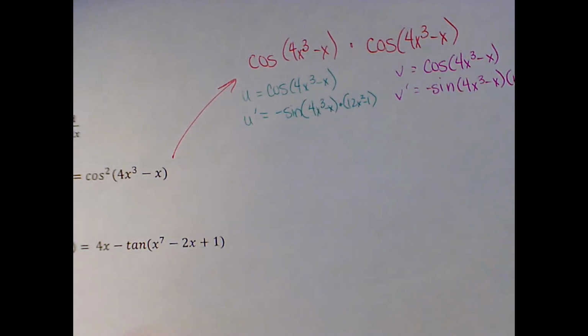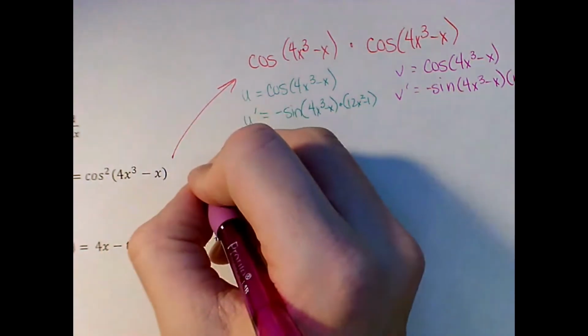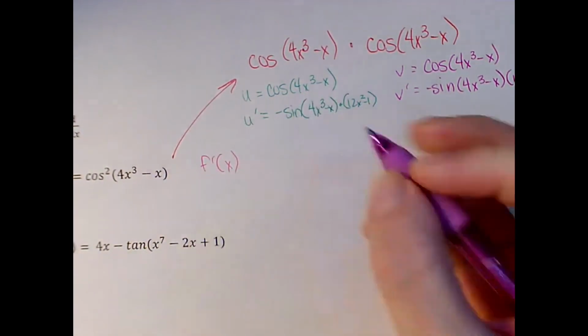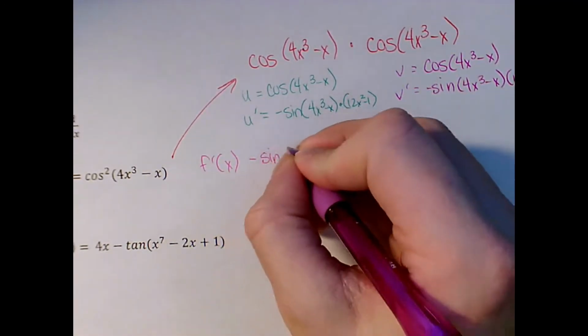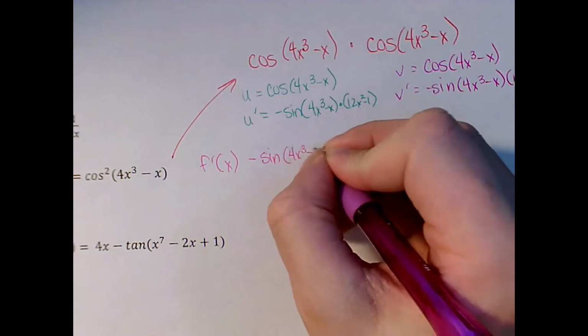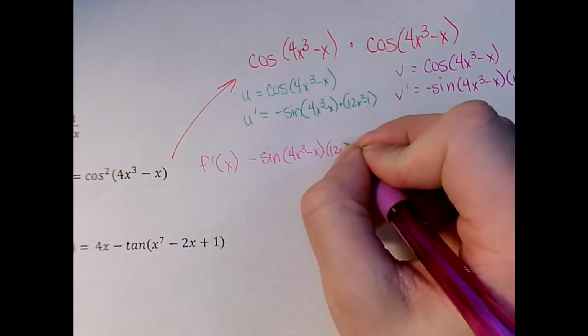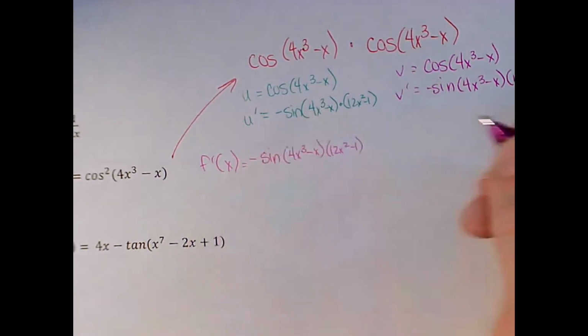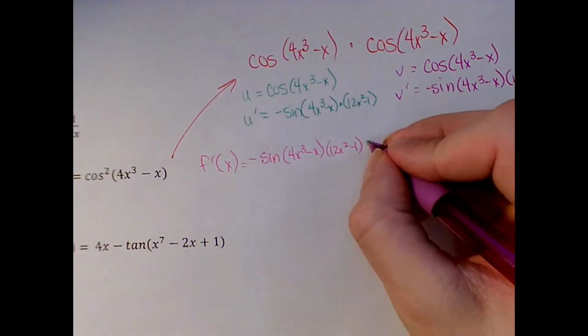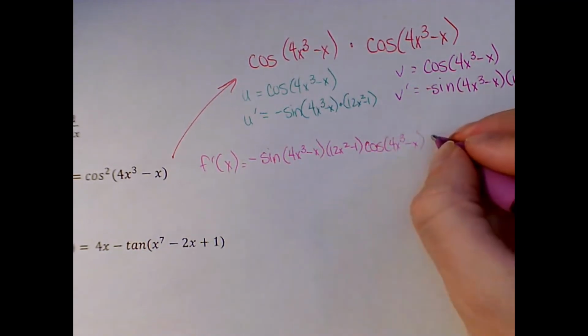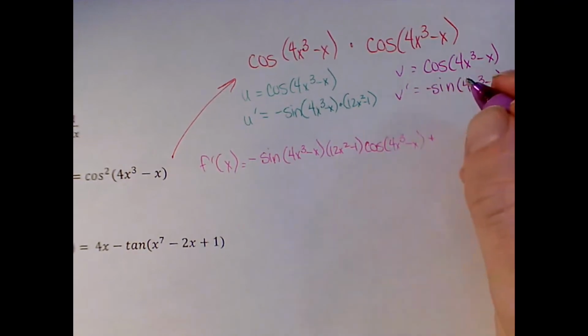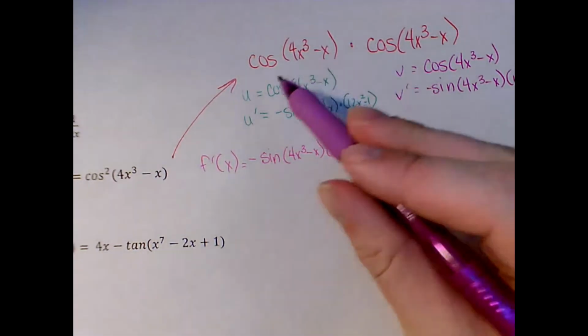And now I'm going to use product rule. The derivative is going to be u prime v, so negative sine 4x to the third minus x times 12x squared minus 1, u prime v. V was cos 4x cubed minus x plus v prime u, which is literally going to give me the same exact thing.